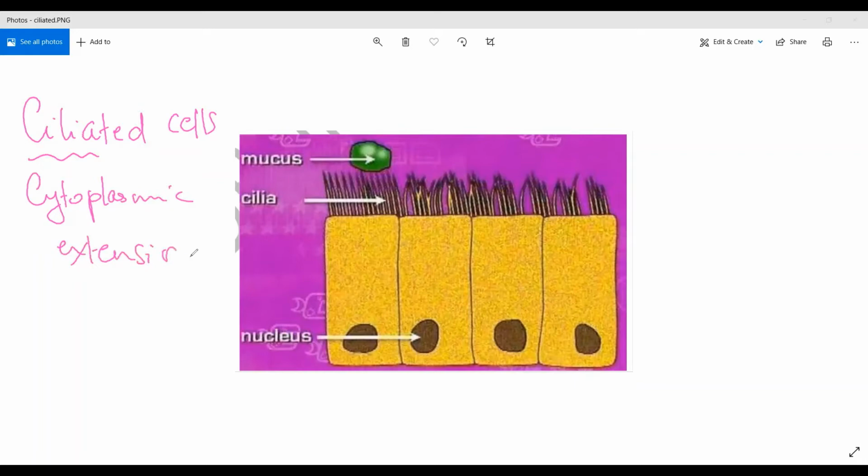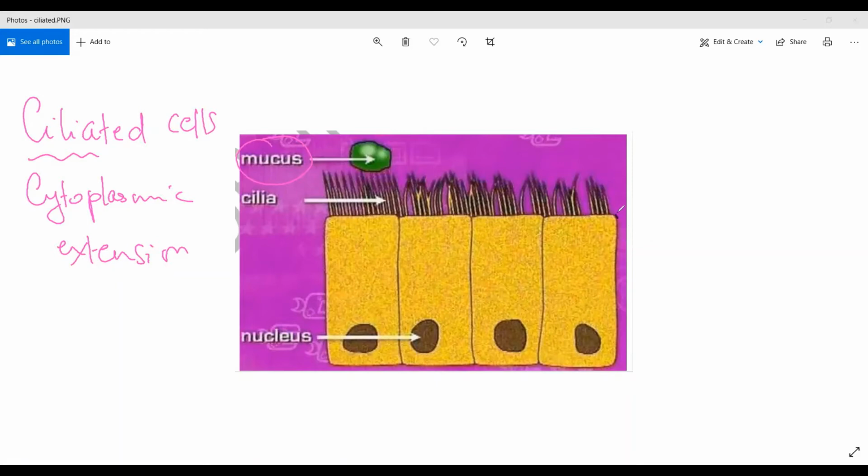Now, what does this mean? We know that the cell contains cytoplasm. Sometimes in some cells, there is an extension like this that is filled with cytoplasm, and these extensions are called cilia. So why are they found? What's their function? They have to move in order to push mucus. Now, what's mucus? This is a kind of protein. It's called glycoprotein, and it is produced from certain cells.